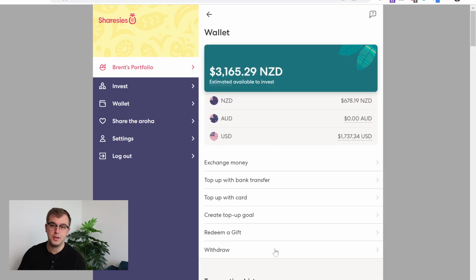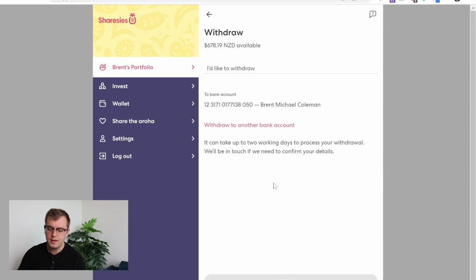And the last option, and probably the most important, is withdraw. Now as you can see, I have $678 available in my wallet, and this is in New Zealand dollars. As we said before, if you have United States dollars or Australian dollars, you'll have to transfer these into New Zealand dollars first before you can withdraw. And you can do this simply by using the exchange money function that we went through earlier.